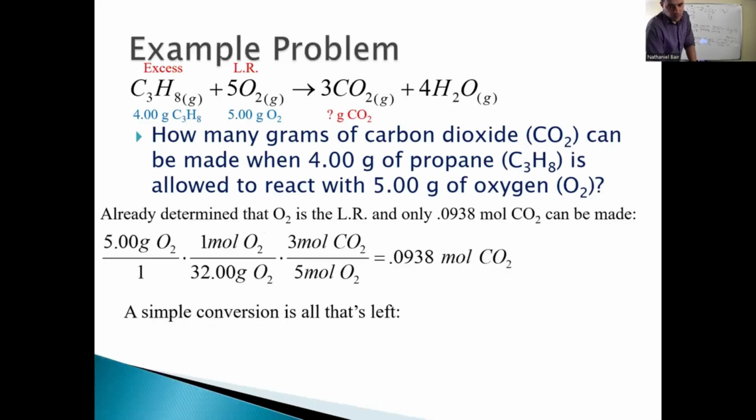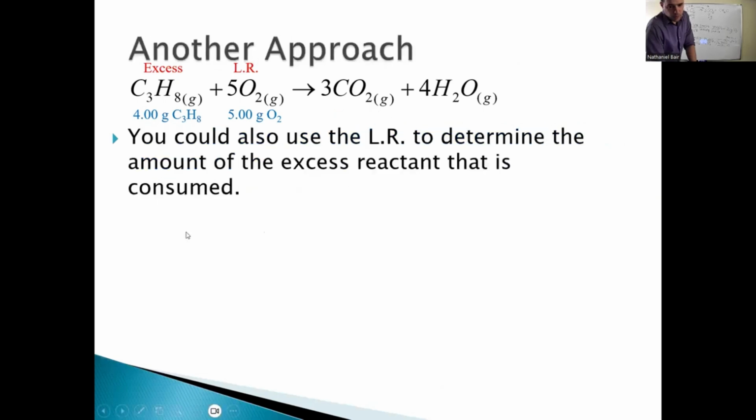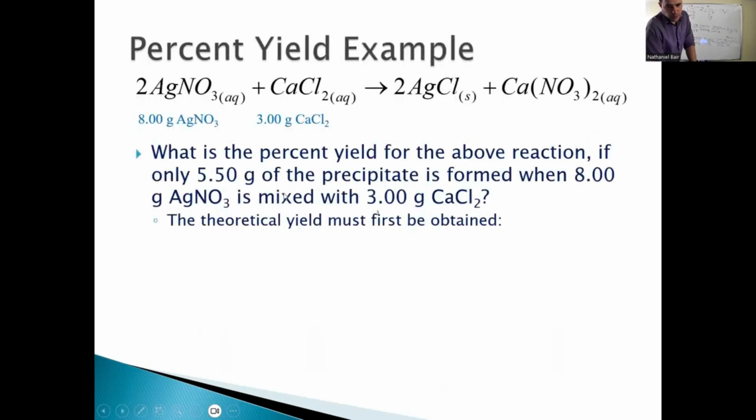We already did percent yield. Let's do this guy. Good review. What kind of reaction is this? Just look at that reaction. What kind of reaction is this? Out of the 5 types, what do we got here?